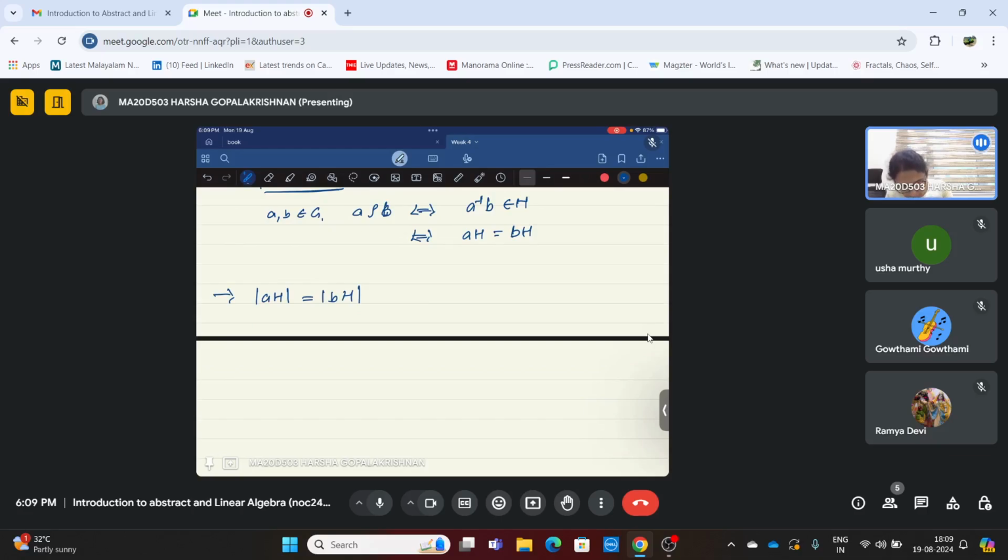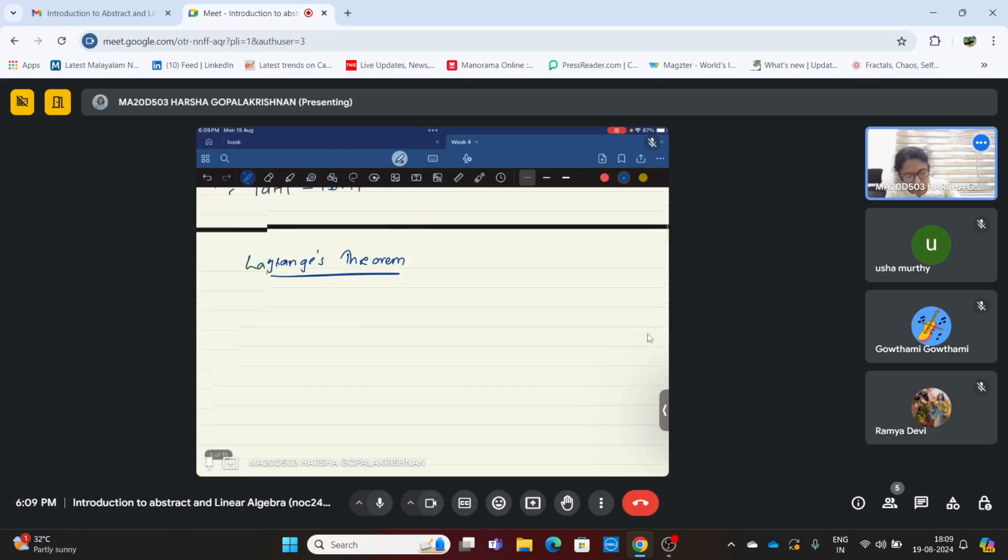And one important theorem is Lagrange's theorem. Can anyone tell what Lagrange's theorem is? It is very useful in problems. Does anyone know what Lagrange's theorem is?